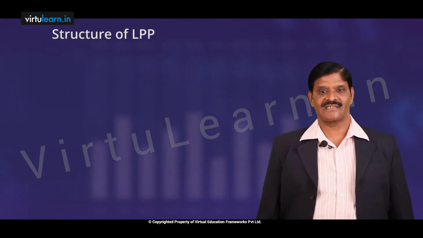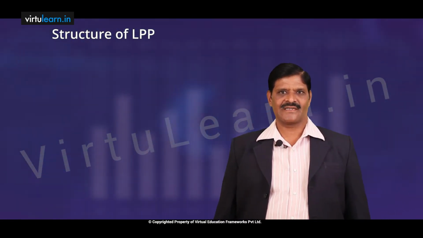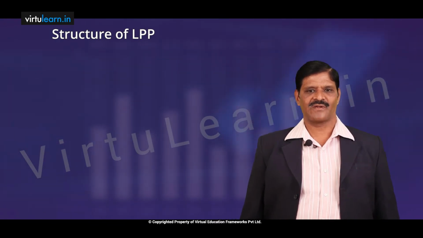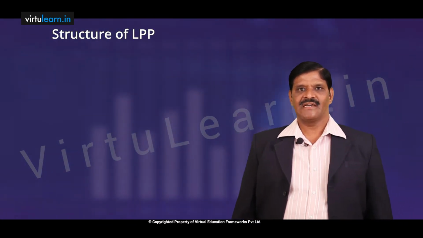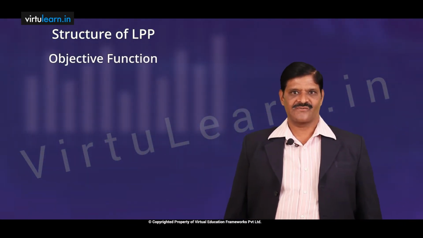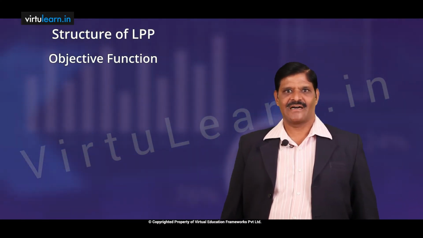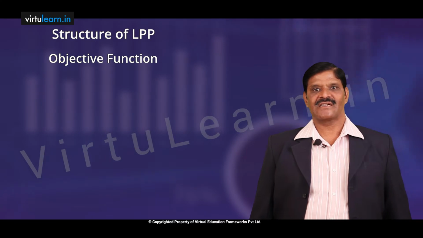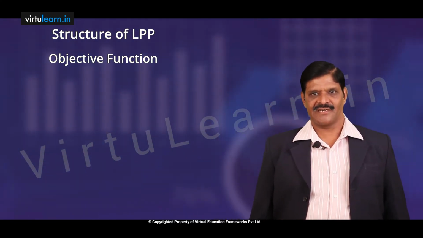What is the structure of that linear programming problem? In shortcut we call that LPP most popularly. When we look at that problem, we will see in the first place the objective function. Objective function is indicated by Z. That objective function may be maximization or minimization.